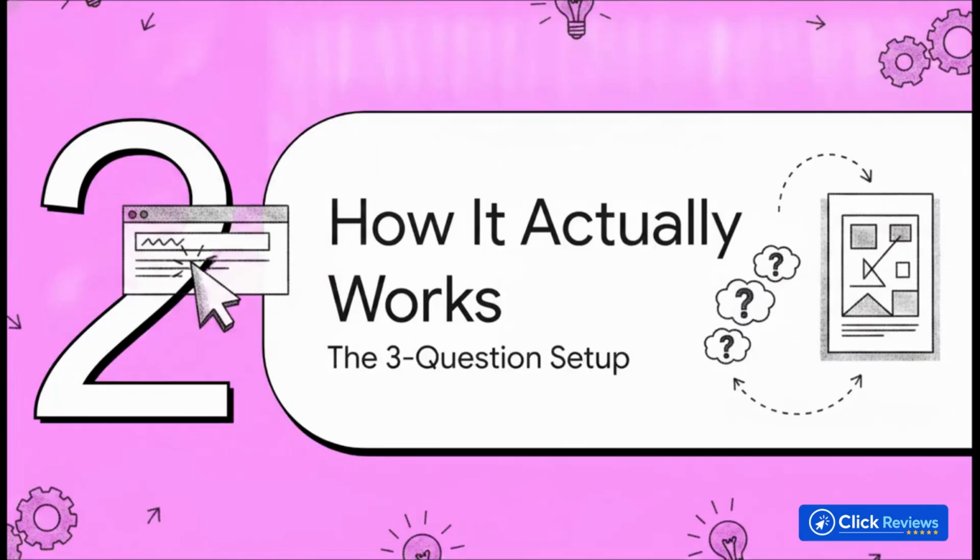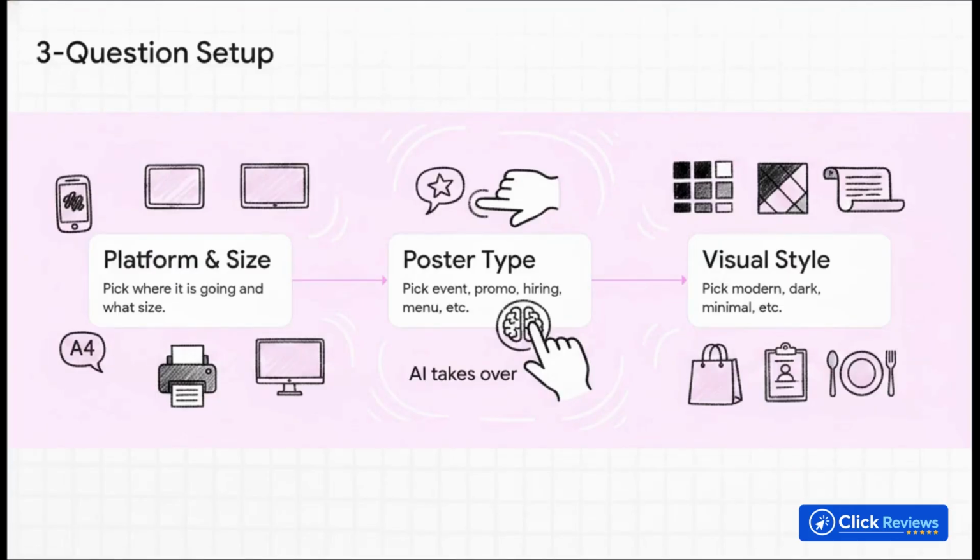Moving on to Section 2, how the tool actually works, the 3-question setup. Okay, so how do you actually get from a simple web link to a finished poster? The system forces what they call a 3-question setup. Step 1, you pick where the poster's going and what size it needs to be. Think an Instagram story, an A4 print, or digital signage. Step 2, you pick the actual poster type. This isn't just a generic template. You have to specify if it's an event, a promo, a hiring notice, or maybe a restaurant menu. And then Step 3, you choose your visual style, like clean modern, dark premium, or vintage print. Once you've answered those 3 quick questions, you just paste your source link and the AI takes over from there.